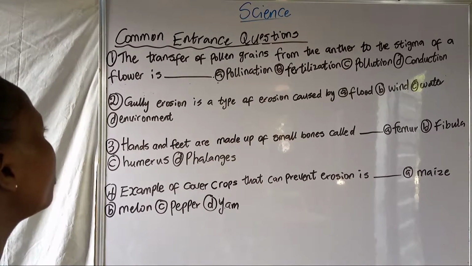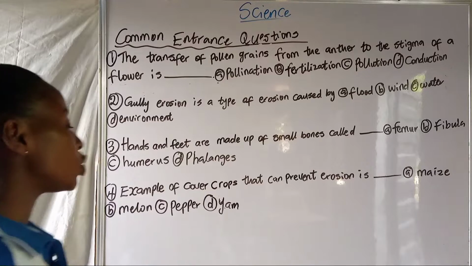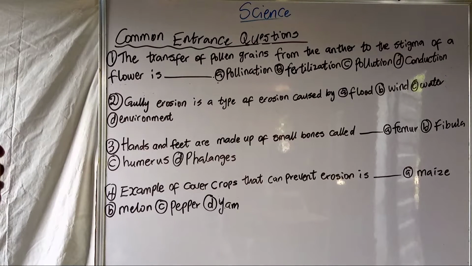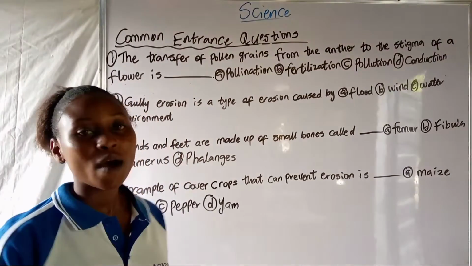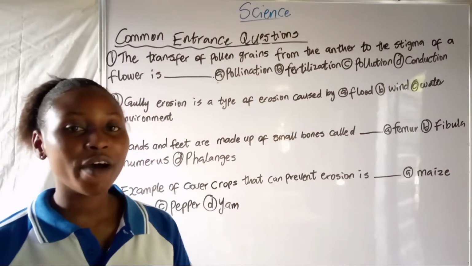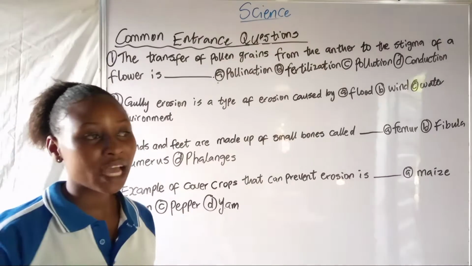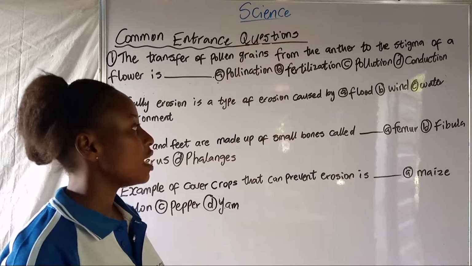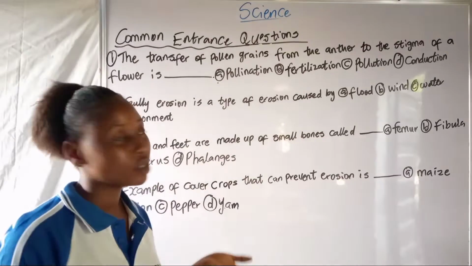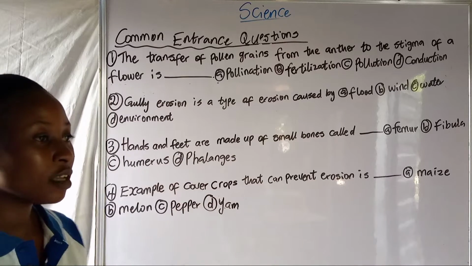Okay, now these are some questions that I picked from the topics we treated. The first question says, the transfer of pollen grains from the anther to the stigma of a flower is dash. Option A, pollination. B, fertilization. C, pollution. D, conduction.